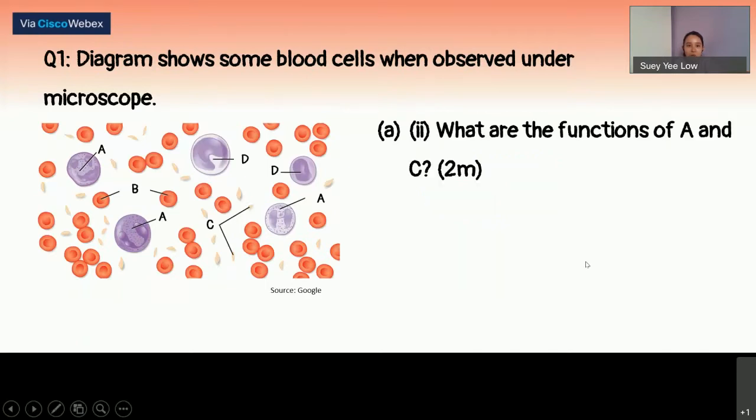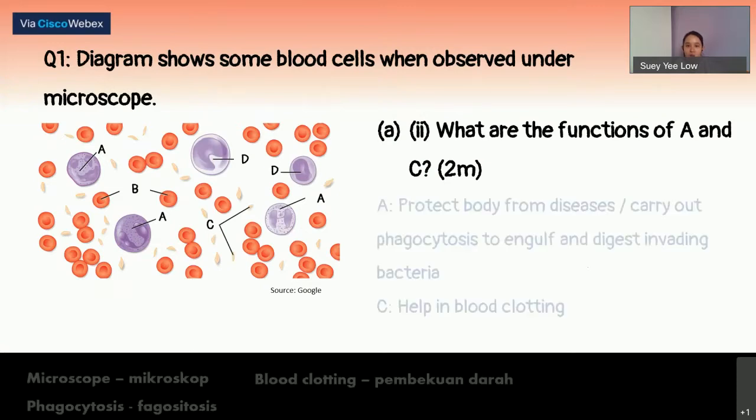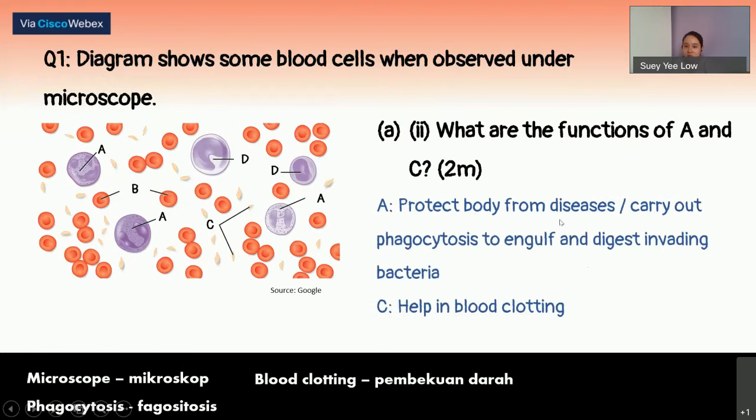Okay. So question two. What are the functions for A and C? A is the granulocyte. C is the platelet. You know that A is the one that helps in your body defense mechanism, and C is the one that helps in blood clotting. So you change things into a sentence. A will be the one that protects you from disease, or you can say it carries out phagocytosis to engulf and digest the invading bacteria. And C is the platelets, the one that helps you in blood clotting.